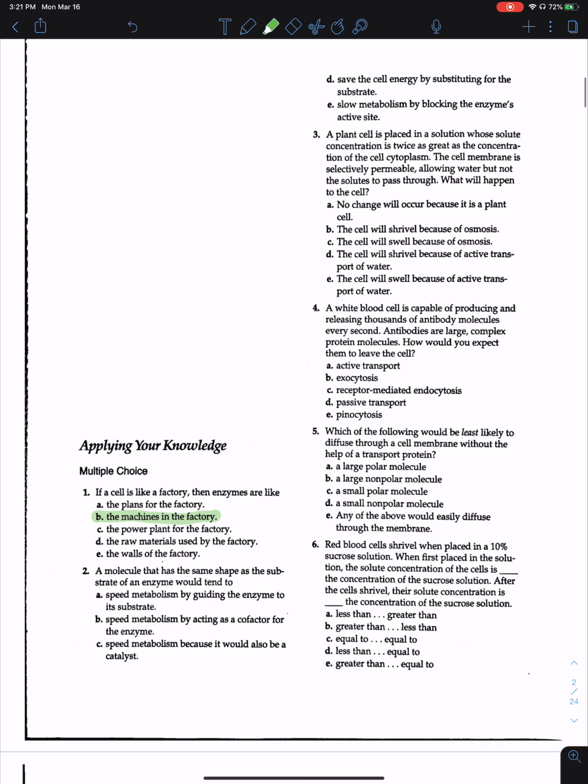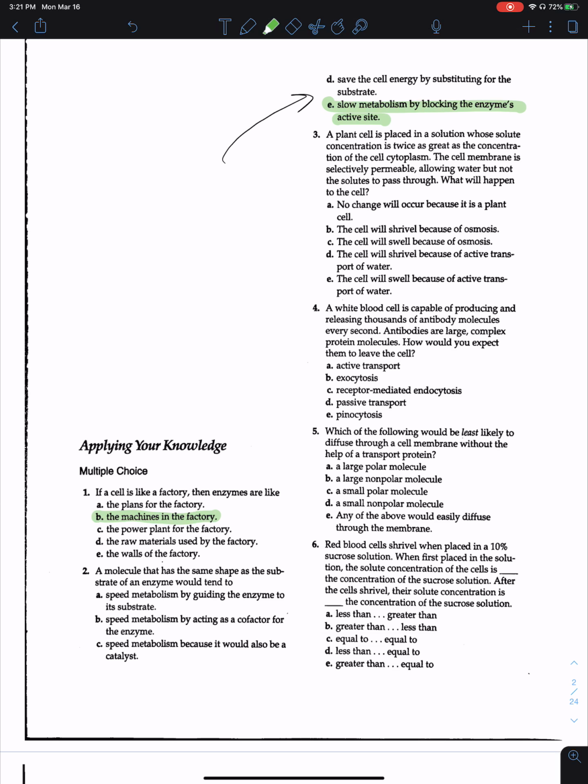Moving on to number 2. Again, some of the answers are up here. A molecule that has the same shape as the substrate of an enzyme would tend to, and the answer is E all the way over here, slow metabolism by blocking the enzyme's active site.